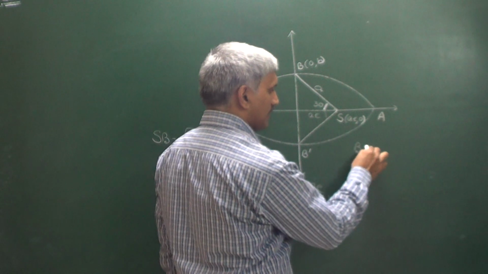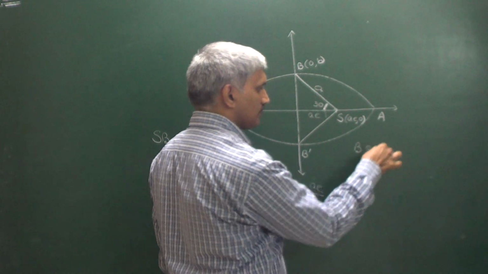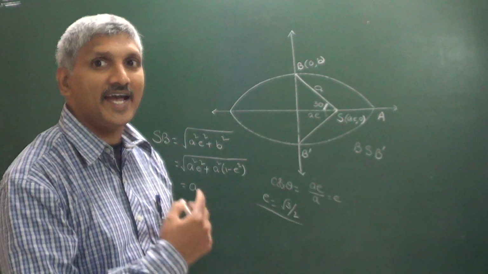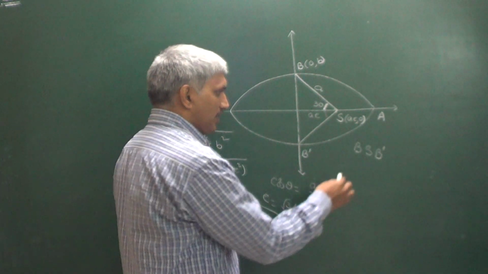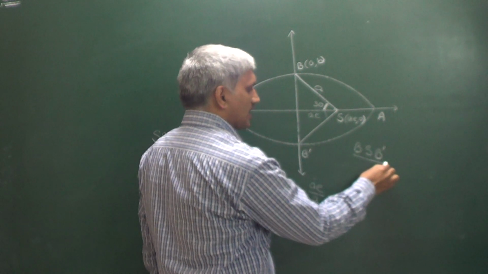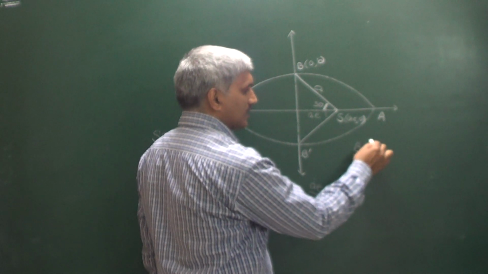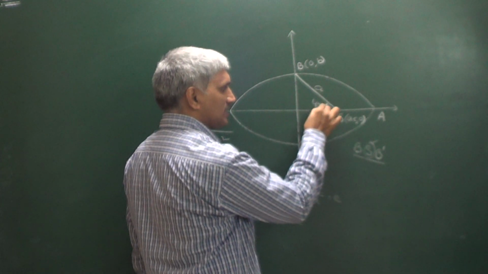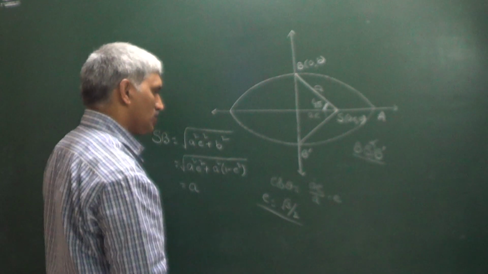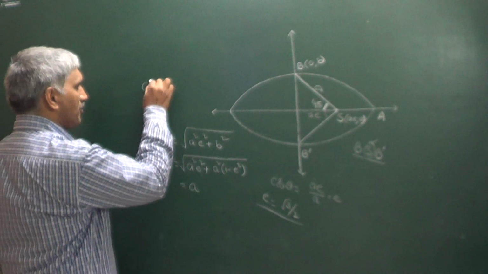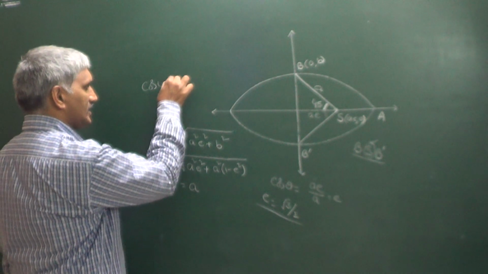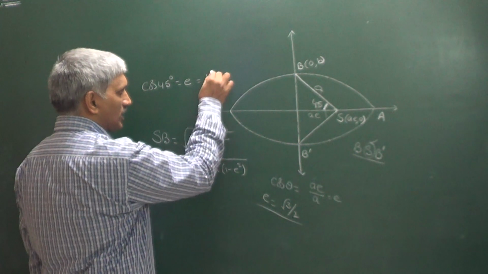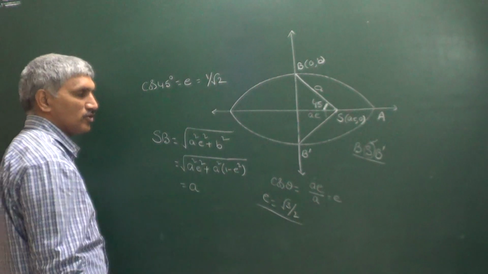Let's have another question here. B S B dash is a right angle triangle. That means the right angle is at S. Then in that case this angle becomes 45 degrees. Now cos 45 degrees is the eccentricity. Cos 45 degrees is equal to the eccentricity, that is equal to 1 by root 2.